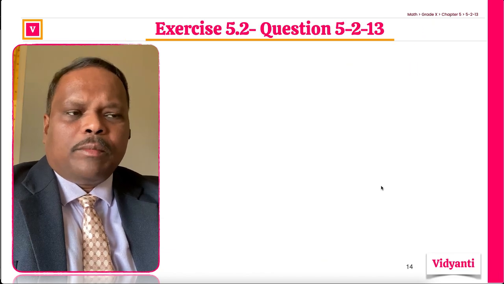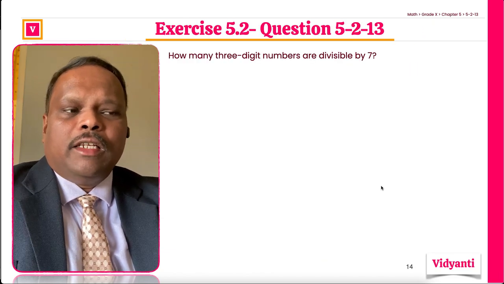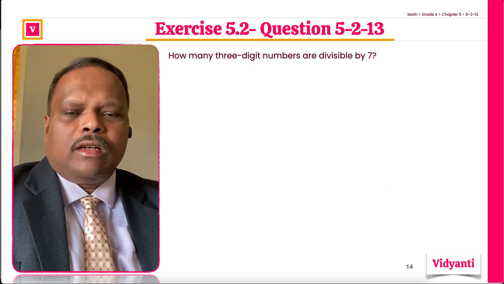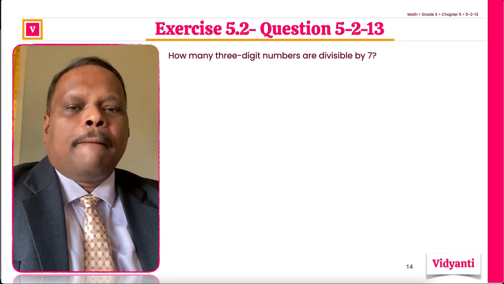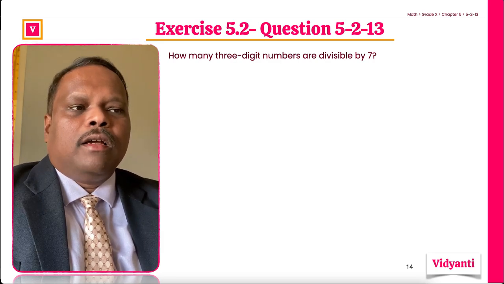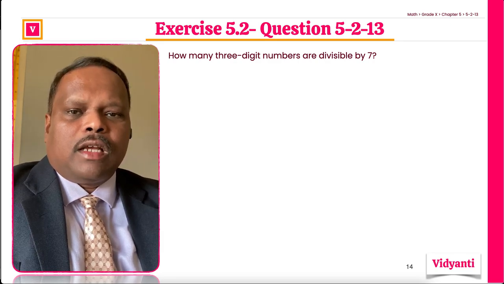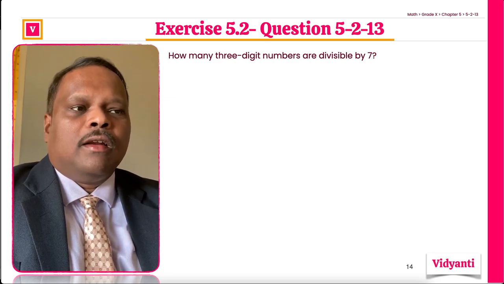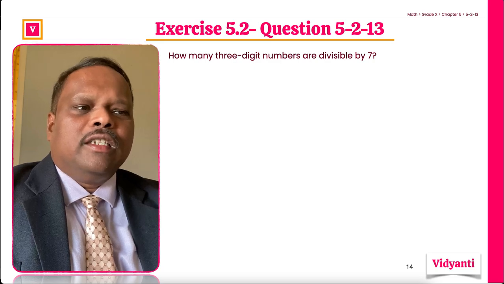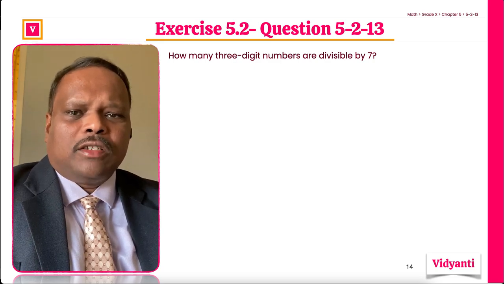Let's see a quick example. How many three-digit numbers are divisible by 7? Now, it doesn't look like an arithmetic progression question at the beginning, but remember, the divisible numbers are separated by a distance of 7. So it's nothing but an arithmetic progression. These kinds of things, three-digit numbers and all those things, actually belong to arithmetic progression.